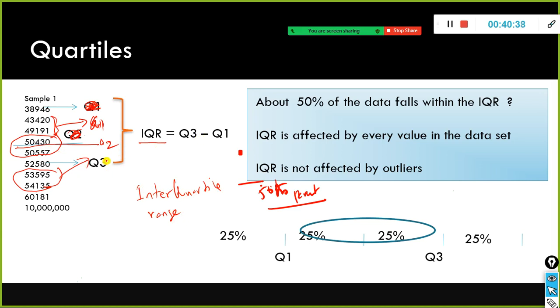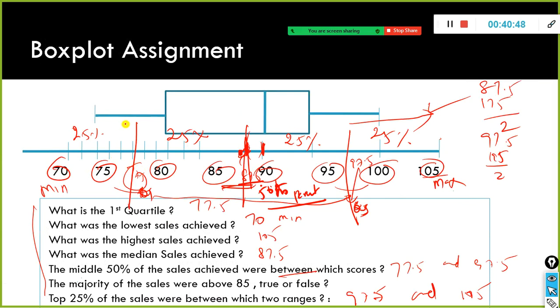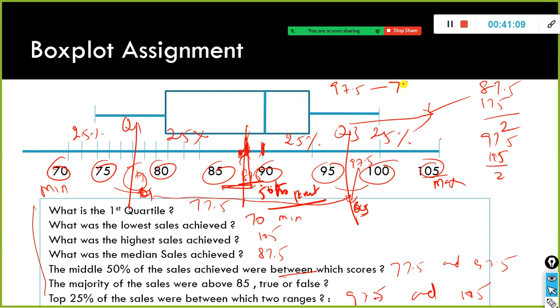This is very simple. You need to subtract the Q1 from Q3. If I go back to the box plot, this is my Q1, this is my Q3. You need to subtract Q1 from Q3. So what is my Q3? 97.5 minus what is my Q1? This is 77.5, right? If you subtract, what value you will get? That is what your IQR, interquartile range.